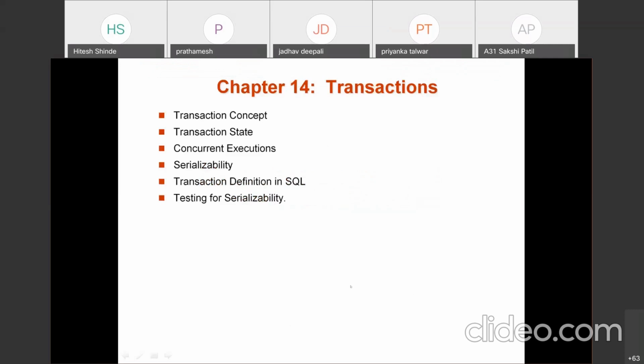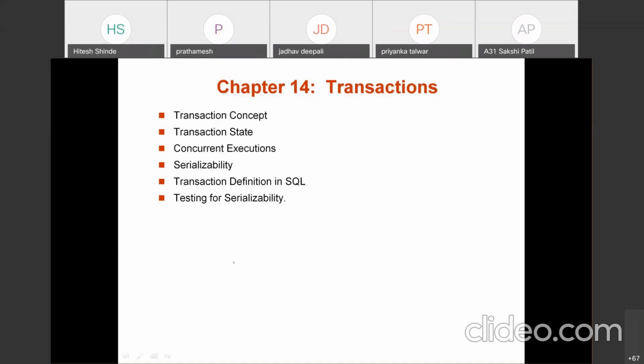In the transaction, we are going to cover the concept of transaction, what is actually meant by transaction, and its properties. Then the state diagram of transaction, that is transaction state. Then what is meant by serial execution and concurrent execution. What is serializability. Transaction definition in SQL and testing for serializability. These are some points we are going to cover in the transaction. And after completion of the transaction, we will move towards concurrency control, which includes some protocols of concurrency control.